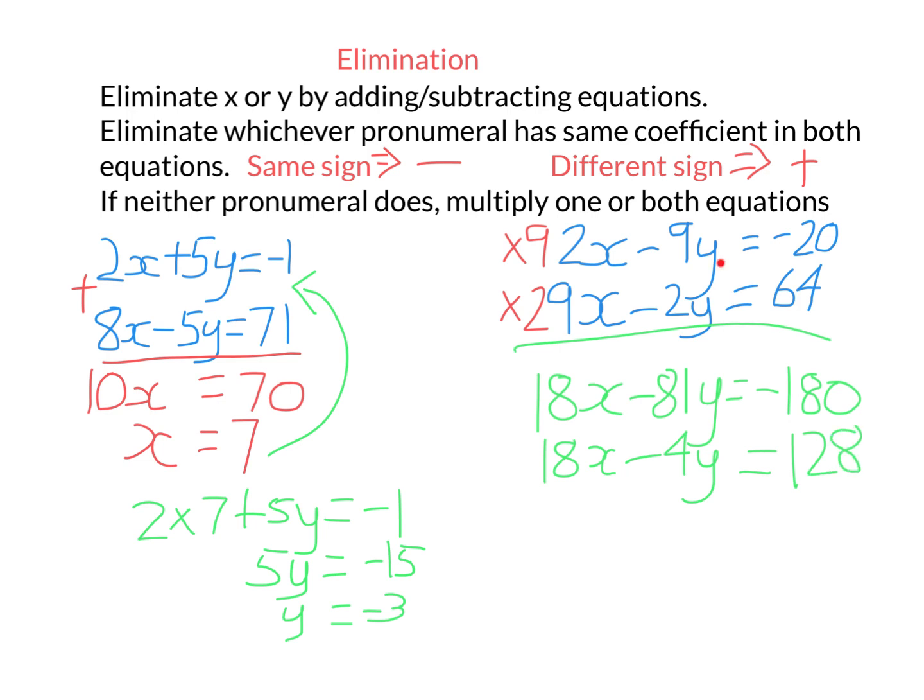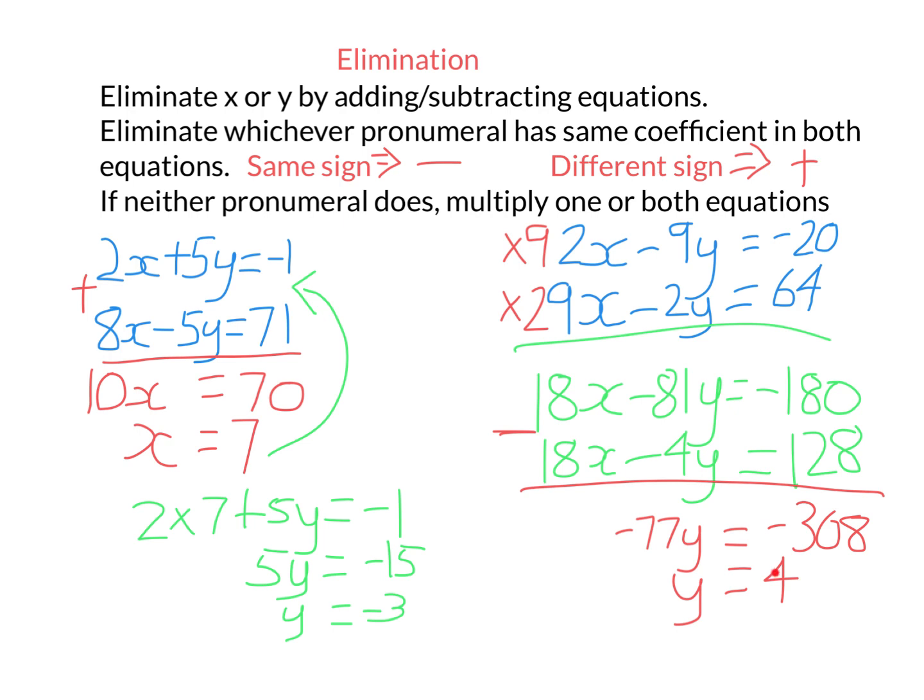So now I've transformed these equations so the x has the same coefficient in both equations. Because the x has the same sign in both equations, it's positive 18 in both, I need to subtract the equations. So I just go 18x minus 18x is 0. I'm eliminating the x's, that's why I'm doing it. Negative 81y, subtract negative 4y, two negatives become a plus, I get negative 77y. Negative 180 subtract 128 gives me negative 308. So dividing each side by negative 77, I get y equals 4.